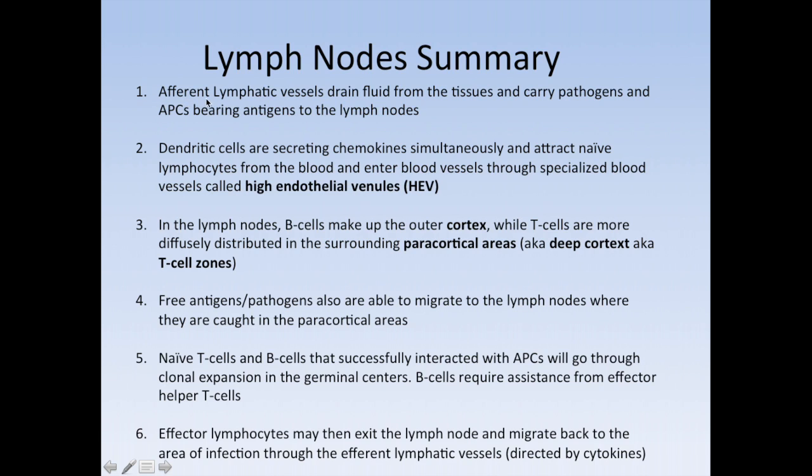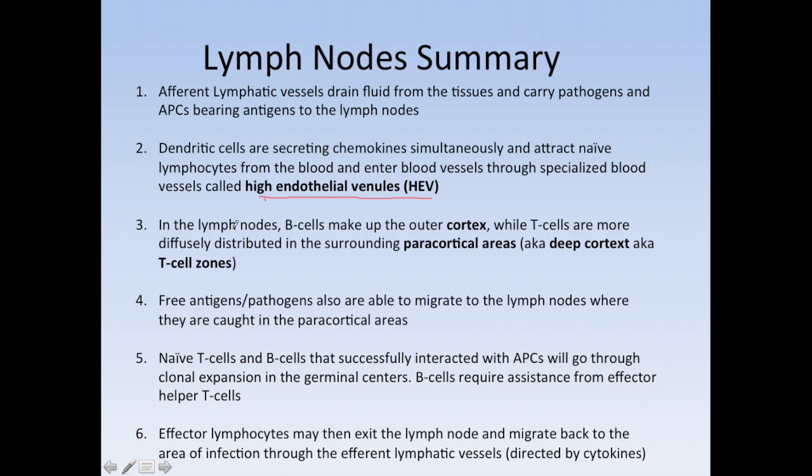So number one, the afferent lymphatic vessels drain fluid from the tissue and carry pathogens and antigen-presenting cells bearing antigens to the lymph nodes. All right, so I mentioned earlier that goes to the afferent lymphatic vessels. Number two, the dendritic cells are secreting chemokines simultaneously and attract the naive lymphocytes from the blood, which enter through specialized blood vessels called, as I just mentioned, high endothelial venules. Okay, HEV, that's a very common acronym for high endothelial venules.